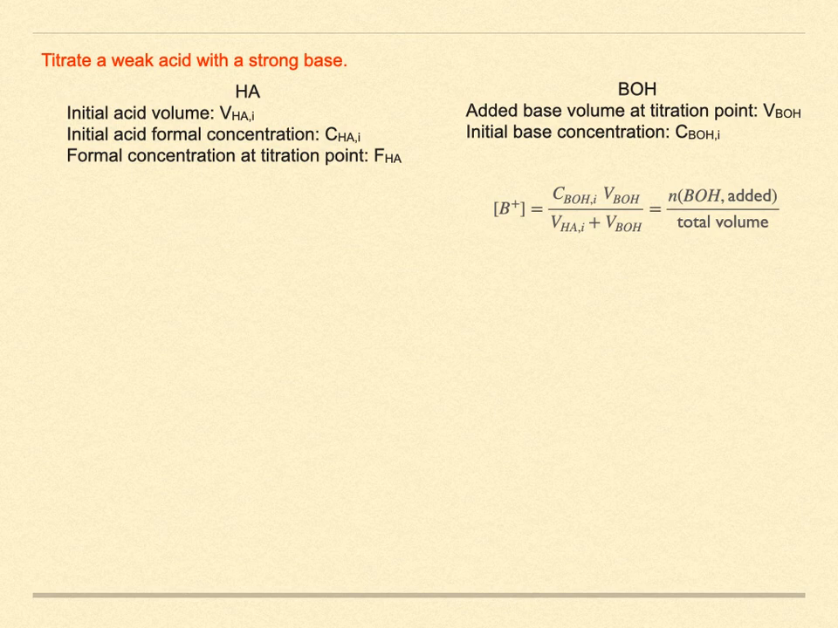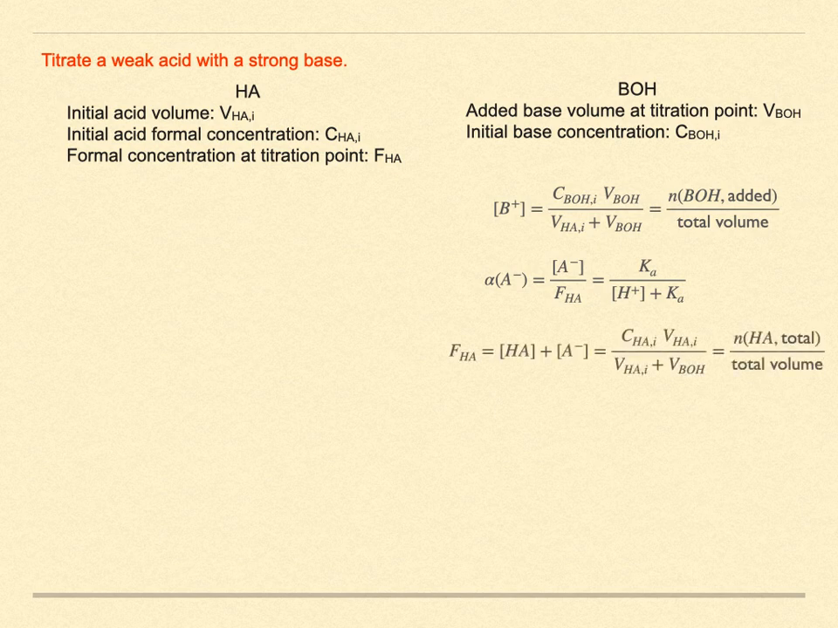We will also need an expression for the weak acid's conjugate base concentration. Now recall the fraction of dissociation expression. Additionally, recall what the formal acid concentration is at any point in the titration. It is just a dilution issue: the moles of HA there were present originally divided by the current total volume. So by definition, the conjugate base concentration at any point in the titration is the fraction dissociation times this formal concentration.